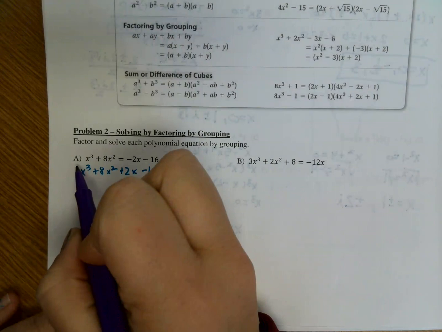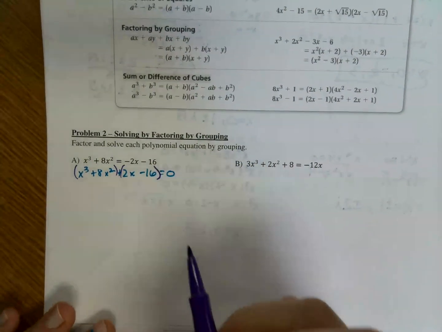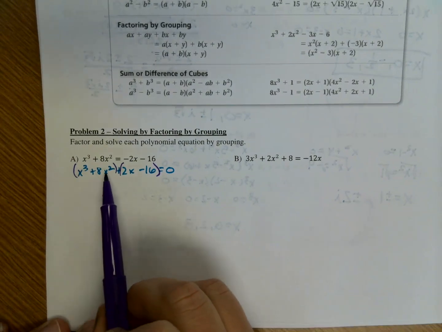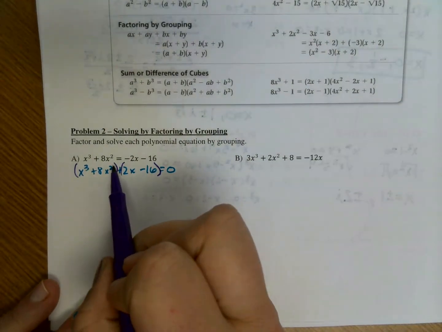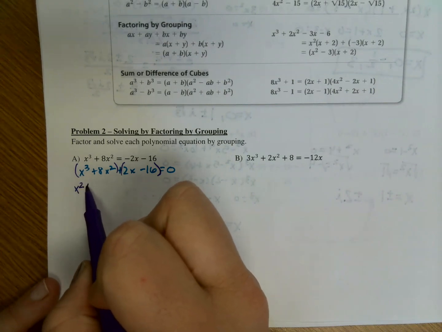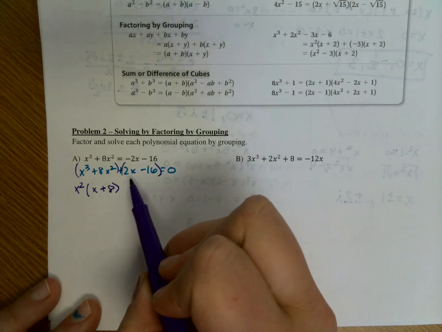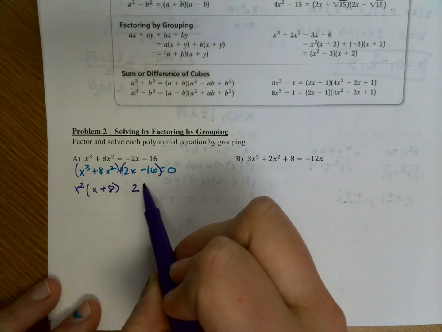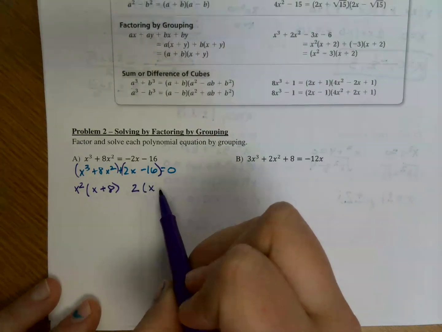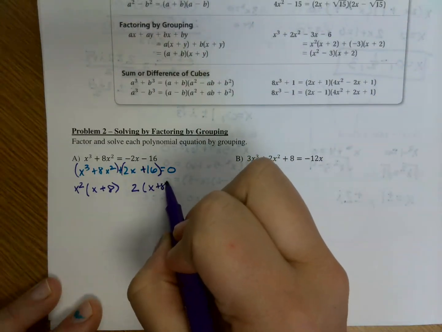But what I want to do is group the first two terms. This is where it's very important to have this in standard form. So my highest degree first, and then each one lower after that. What do these two have in common? So that I have an x squared here in common. That would leave me with an x plus 8. Here, I can take out a 2, and I would be left with an x plus 8.